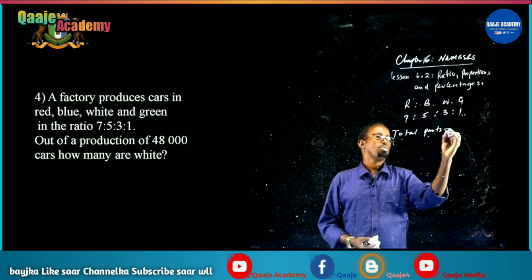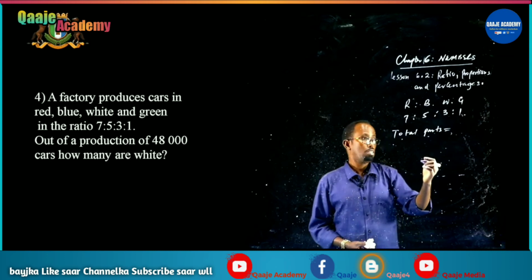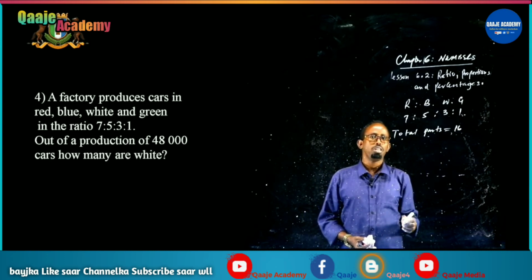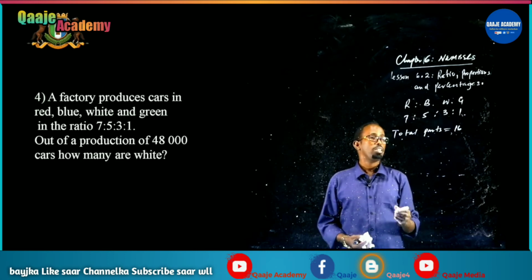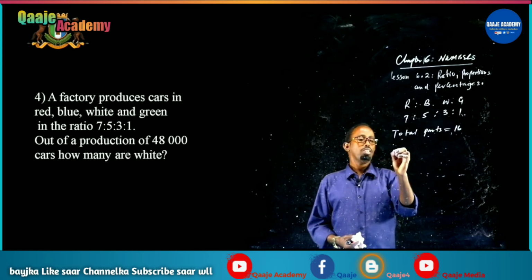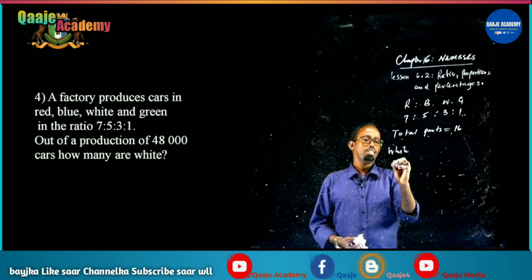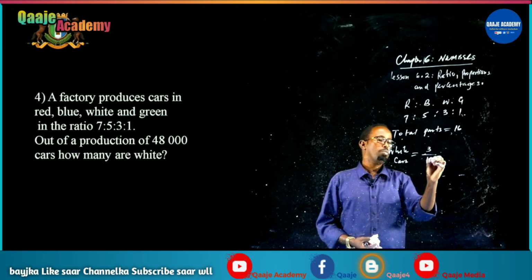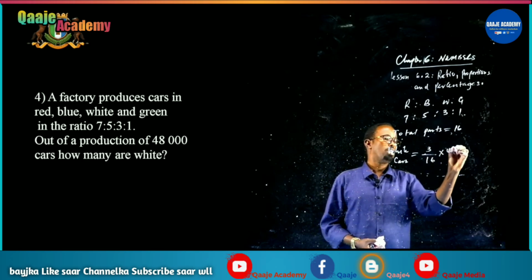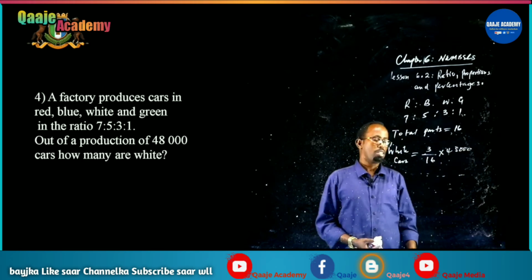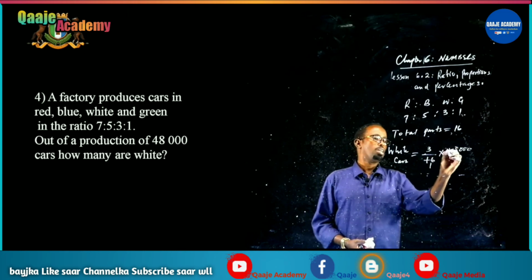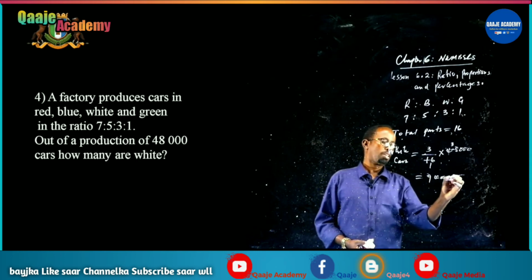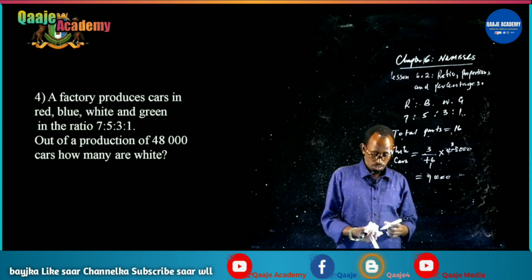Then therefore total parts will be equal to, this is 12 plus 4, you get 16. So the question is, out of the production of 48,000 cars, how many are white? So white, you have 3. So white cars will be equal to 3 out of the 16 multiplied by the total, which is 48,000 cars. 48,000 by 16, 1 by 16, you get 3. 3 times 3, you get 9. And then you add 3 zeros. White cars.